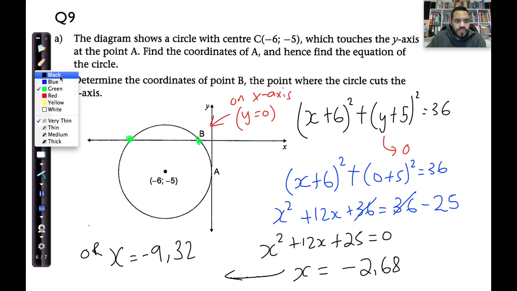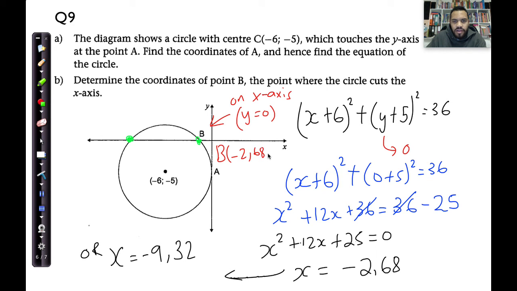So if I look at that one, it is going to be minus 2,68. So B has coordinates minus 2,68 on the x, and 0 on the y. And then this one would actually be that x-coordinate over there, minus 9,32. Okay, so well done and best of luck.